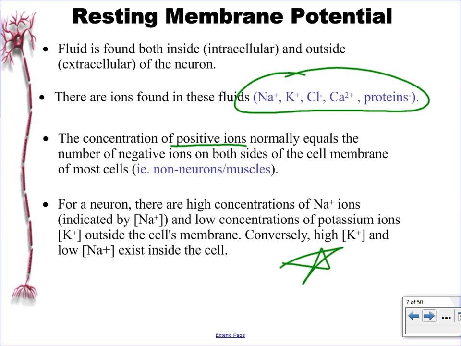I'll show you a picture on the next slide, but for the neuron, what we do have is a high concentration of sodium and a low concentration of potassium outside of the cell membrane. These square brackets that we see here represent concentration. That is what they're for. So the sodium in square brackets means the sodium concentration. So again, we have a high concentration of sodium outside, a low concentration of potassium on the outside, and it's exactly the opposite inside of the cell, where we have more potassium and fewer sodium ions.